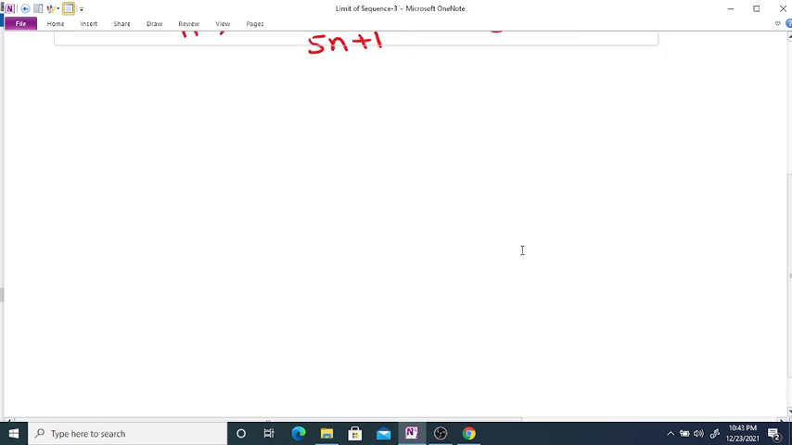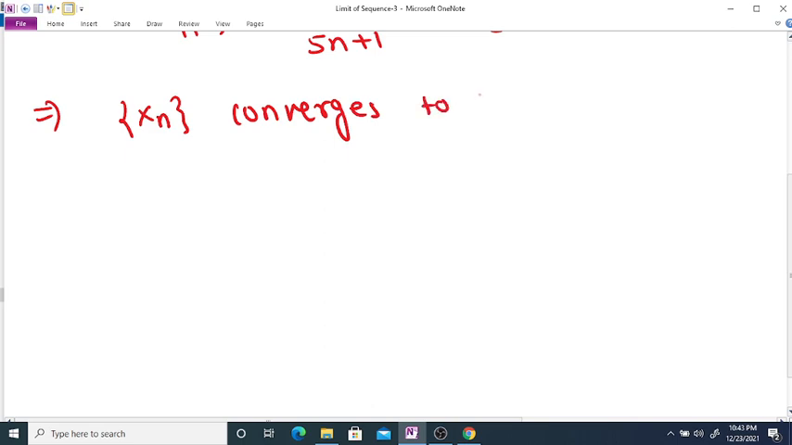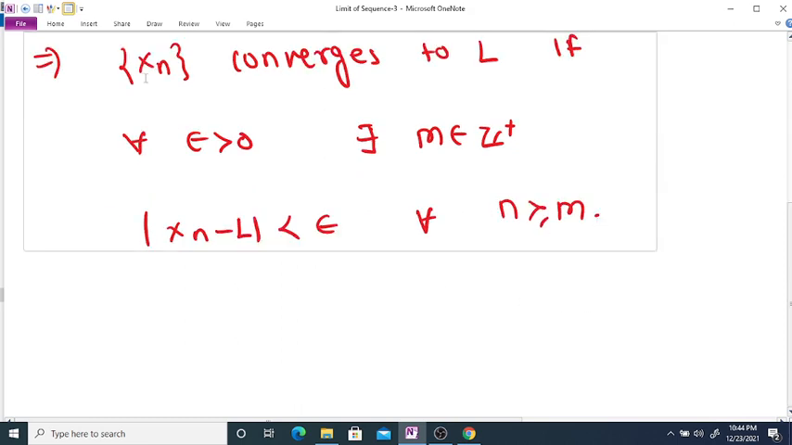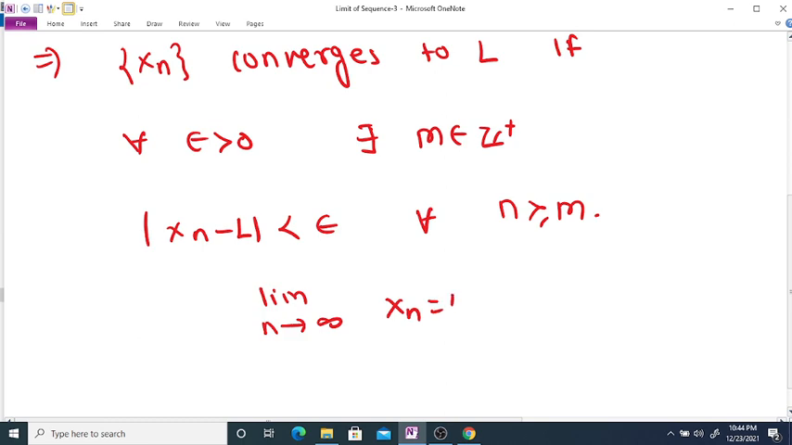Now we know that the sequence xn converges to L if for every epsilon greater than 0, there exists a positive integer m such that |xn - L| is less than epsilon for every n greater than or equal to m. Then we can say that the sequence xn converges to L, and in other words we can write the limit as n tends to infinity of xn is equal to L.